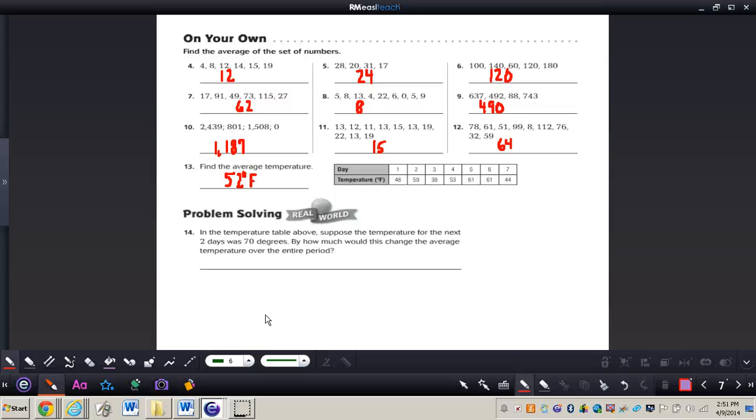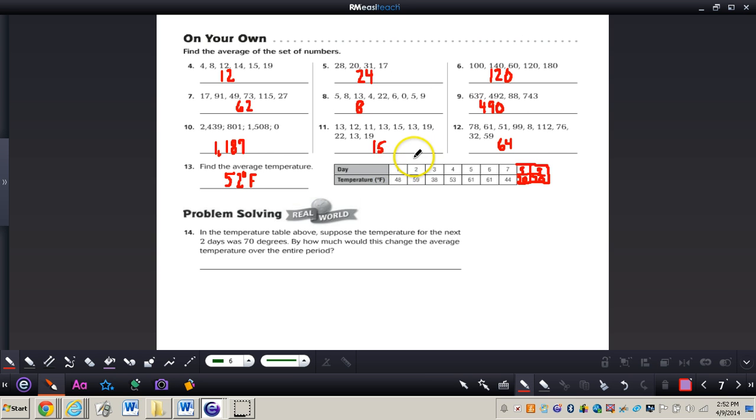All right, let's take a look at number 14. It says in the temperature table above, suppose the temperature for the next 2 days was 70 degrees. In other words, it would look like this. I know my drawing is going to be beautiful here. It's going to have day 8 as 70 degrees and day 9 as 70 degrees. By how much would this change the average temperature over the entire period?